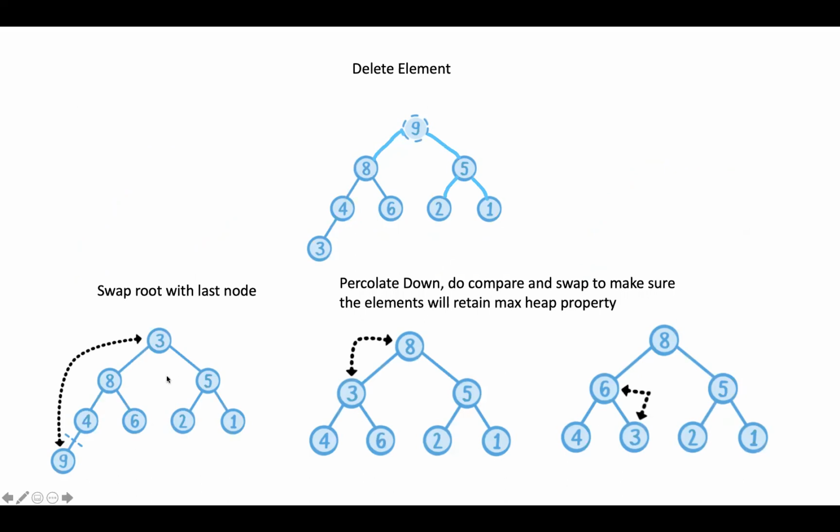To delete a node from the heap, we have to take the last element in the heap and replace the root element with it. Here the root element is 9. After replacing, basically we did a swap operation. So 3 came here and 9 went there. Once we did the swap, we just delete this entry from the heap.